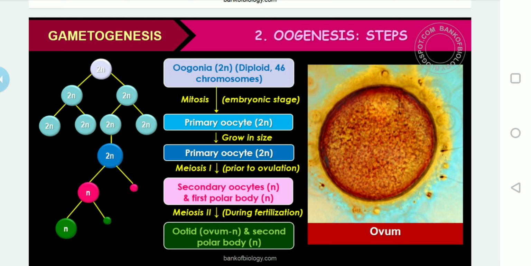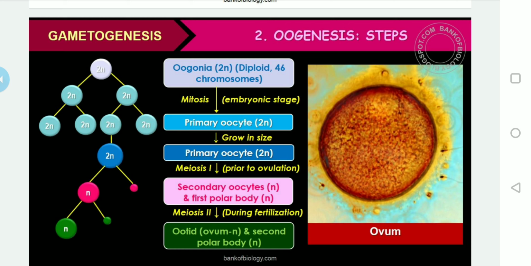After that, it undergoes the growth phase. The growth phase gives rise to the primary oocyte. Here they have shown primary to primary, and that primary oocyte will then give rise to the secondary oocyte. When the primary oocyte changes to the primary oocyte, that is nothing but the growth phase.